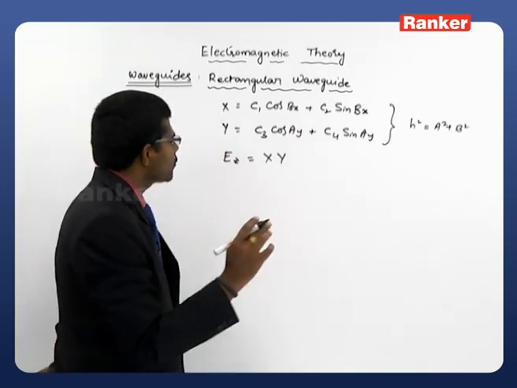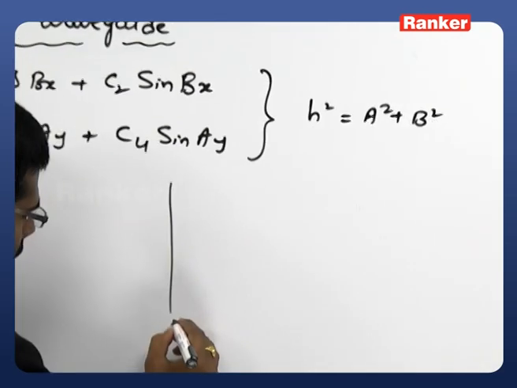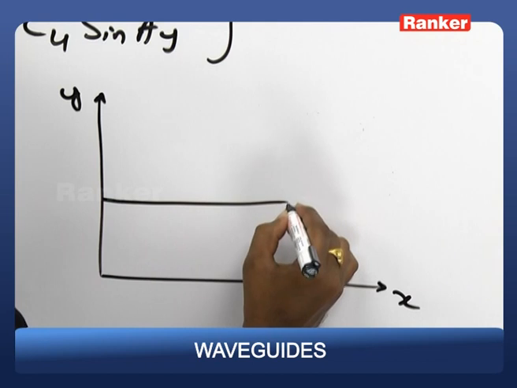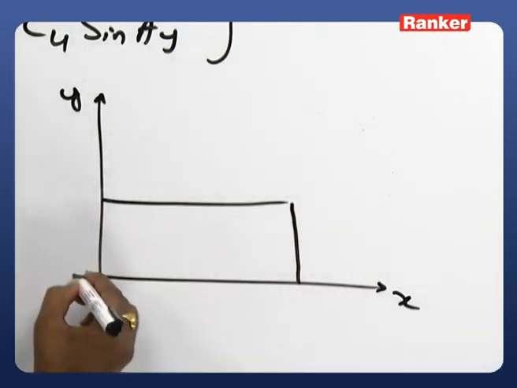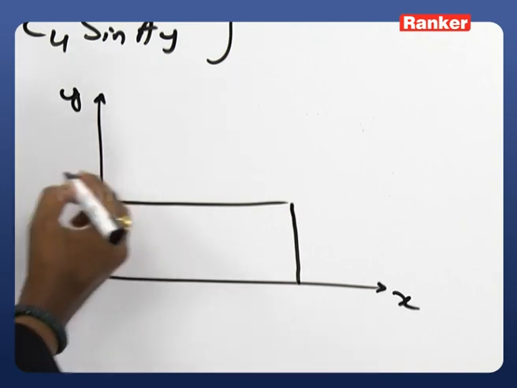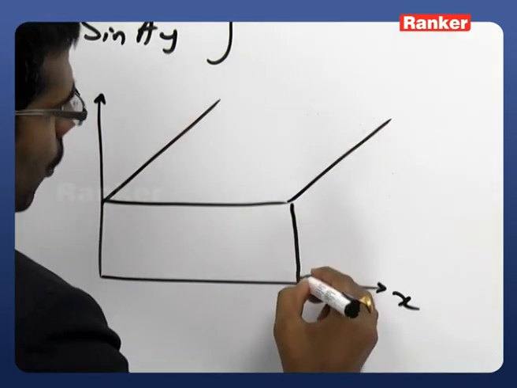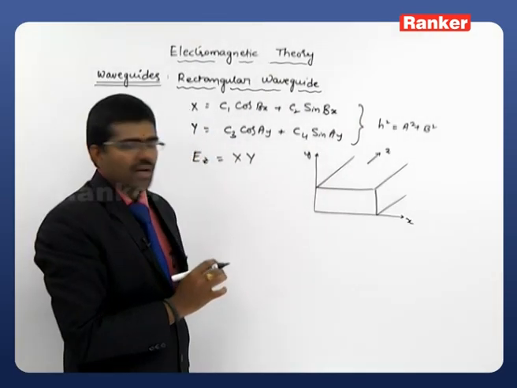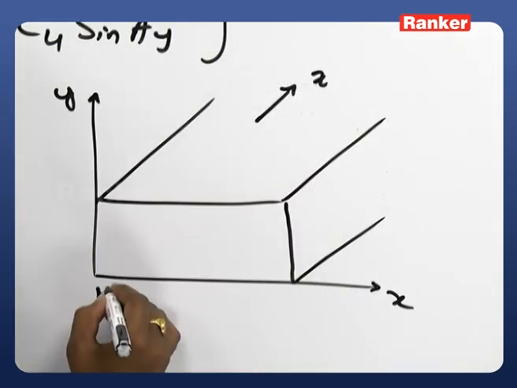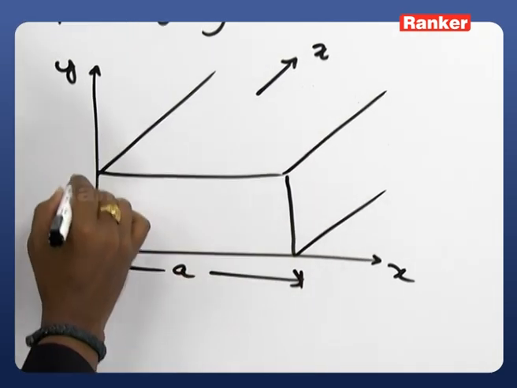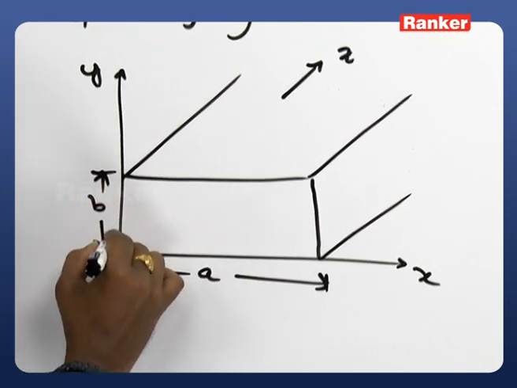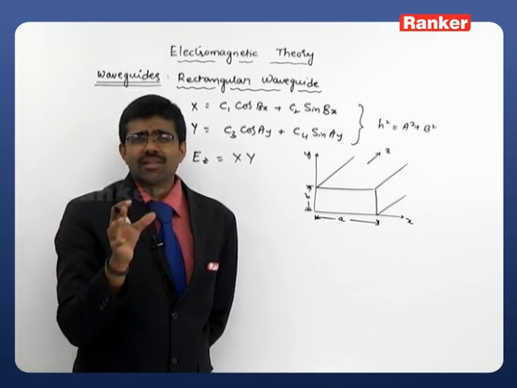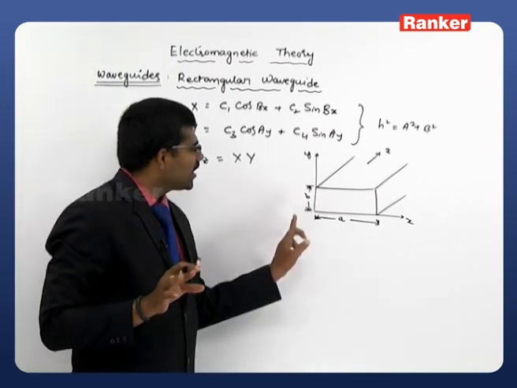To obtain the boundary conditions, once again recollect our rectangular waveguide. How was the rectangular waveguide placed? The rectangular waveguide was placed on a plane in such a way that the broader dimension is along x, the narrower dimension is along y, and the wave is propagating in z direction. The inner dimensions are what matter. So the broader dimension is A and the narrower dimension is B. Just remember the boundary conditions, don't go for applying them and simplifying.